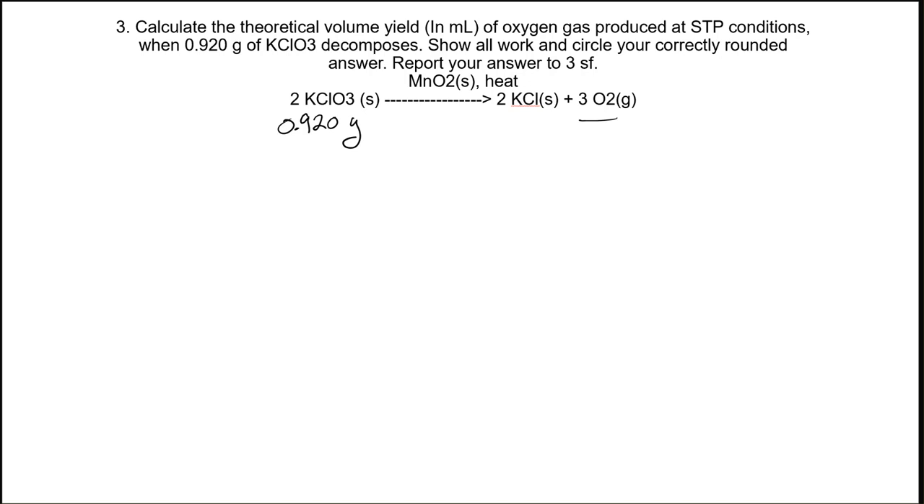So basically what it's asking is that you start with 0.920 grams of potassium chlorate. When it decomposes, one of the products is oxygen gas. Now we want to find the volume of oxygen gas in milliliters.